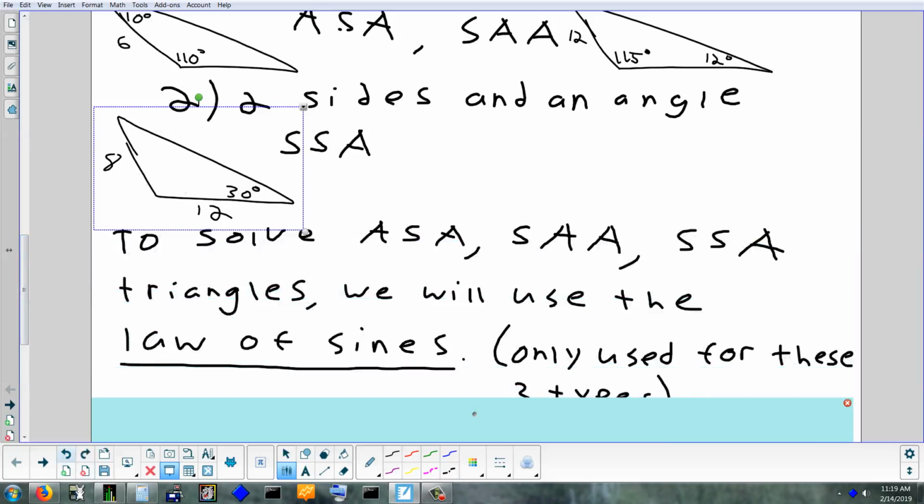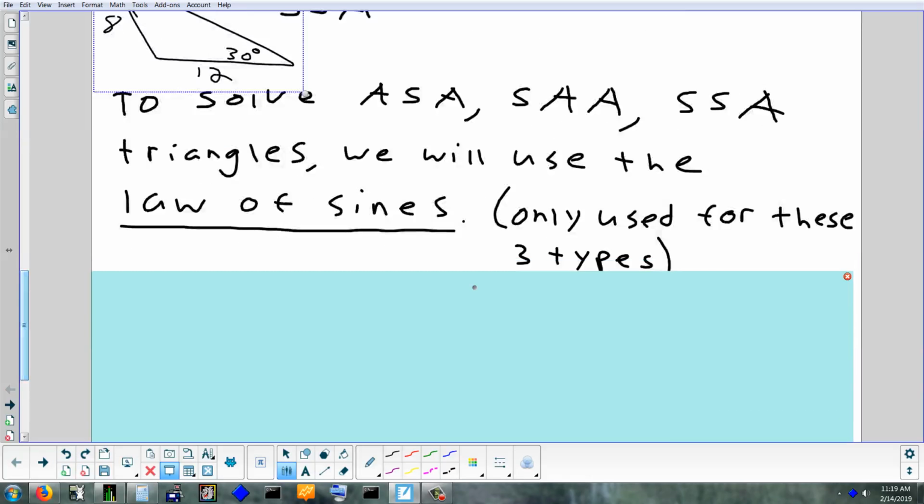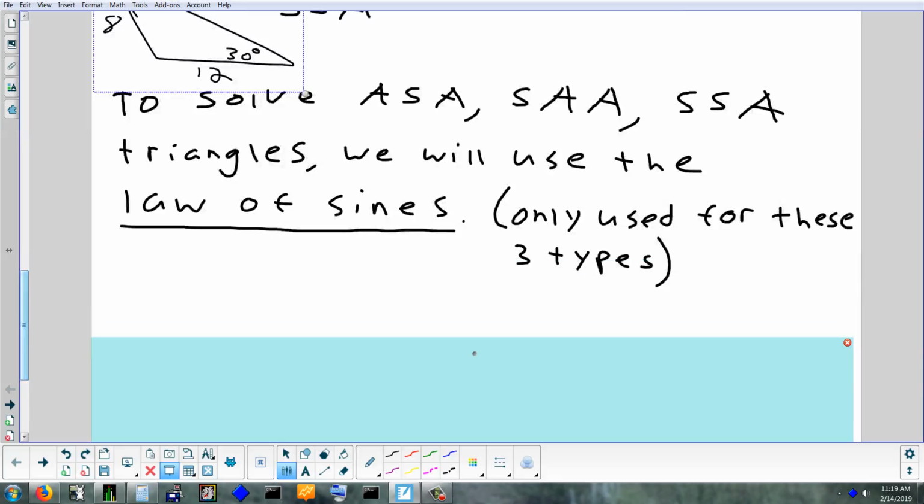Okay, so to solve any of those three types of problems, we're going to use the law of sines. And those are all the types that you use law of sines for. You do not use it for anything else. Okay, if you're wondering what else is there, I already said one, SAS and SSS. Those two types that I just said, we won't look at for a little while.